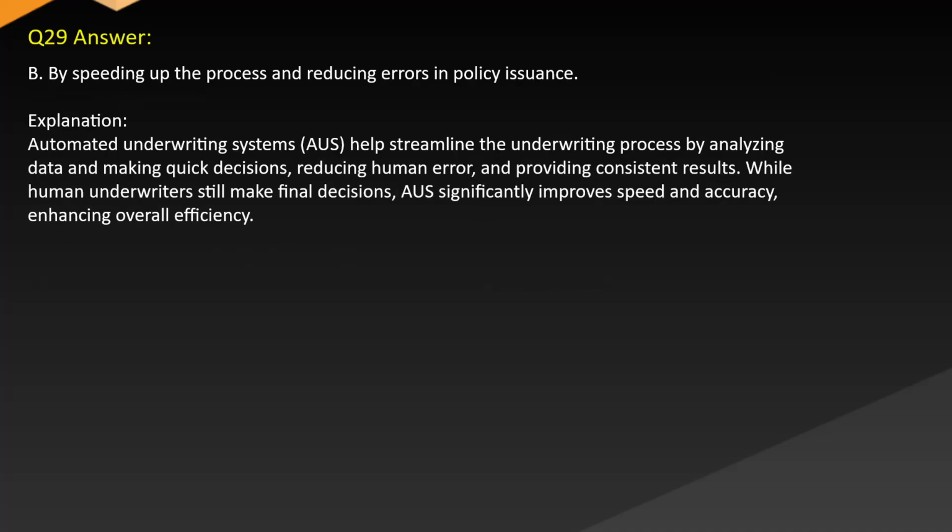Answer B. By speeding up the process and reducing errors in policy issuance. Explanation: automated underwriting systems help streamline the underwriting process by analyzing data and making quick decisions, reducing human error and providing consistent results. While human underwriters still make final decisions, these systems significantly improve speed and accuracy, enhancing overall efficiency.